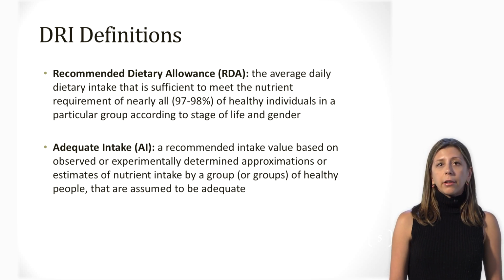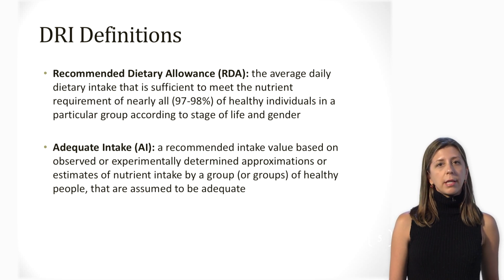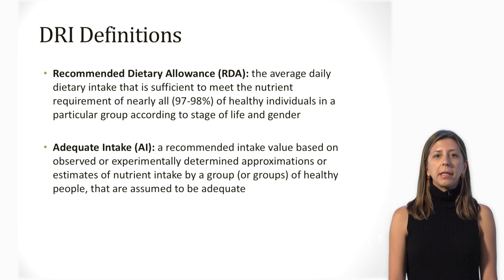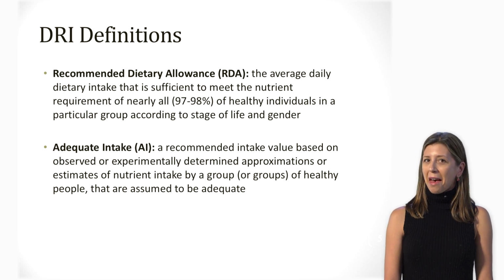An infant and a toddler have different needs compared to a healthy adult. So when we think about the RDA, those are really set for different age groups. So hopefully that helps. An adequate intake, on the other hand, is a recommended intake value based on observed or experimentally determined approximations or estimates of nutrient intake by a group of healthy people that are assumed to be adequate.